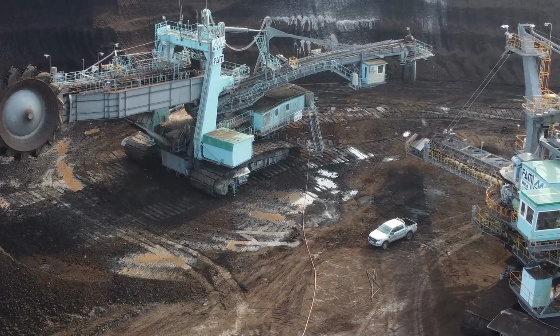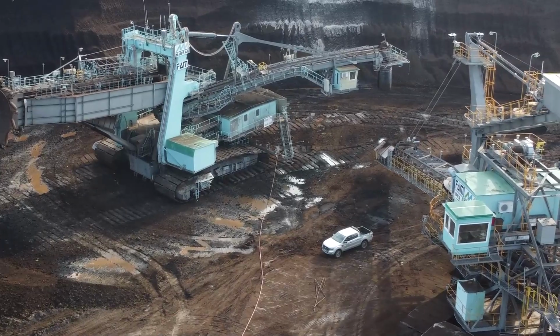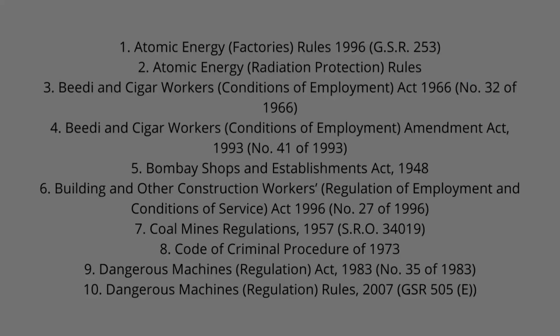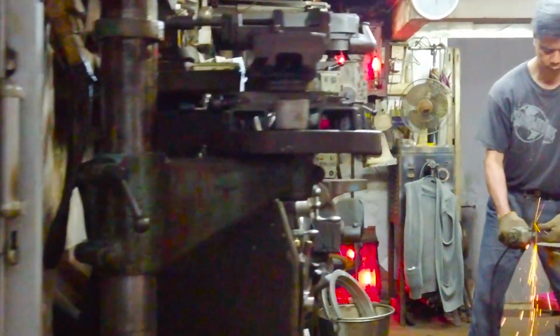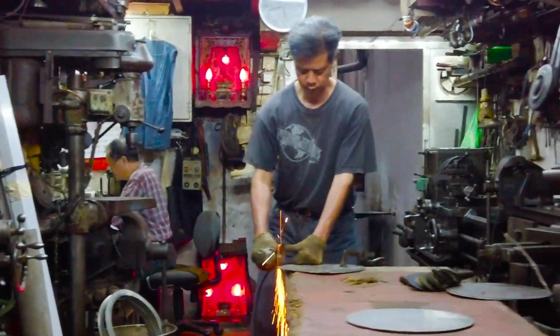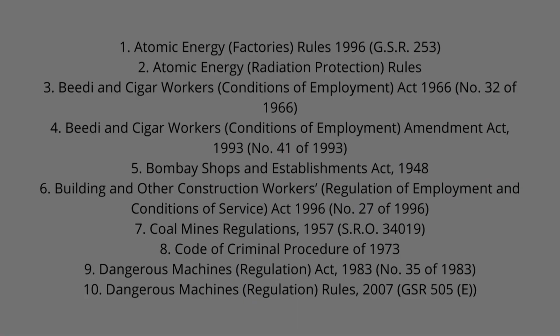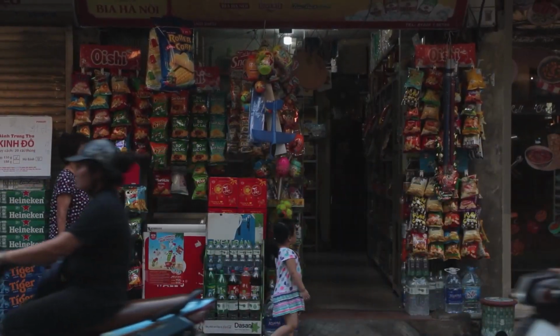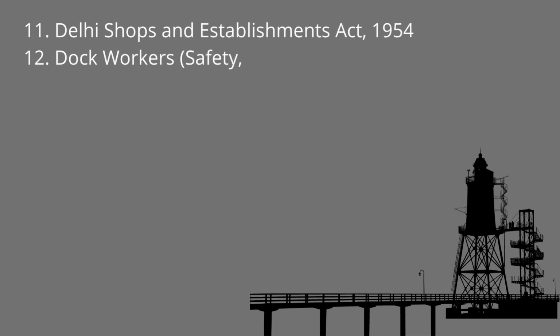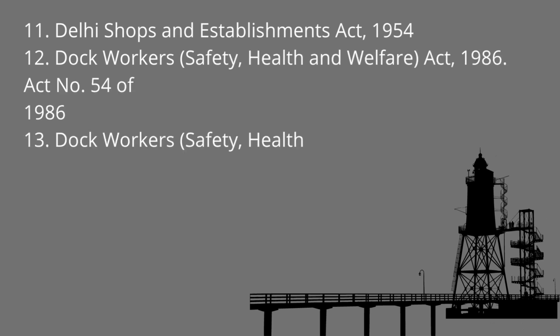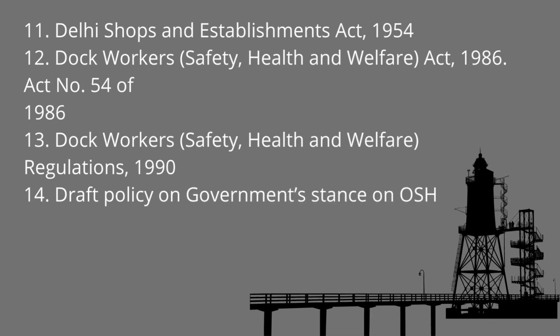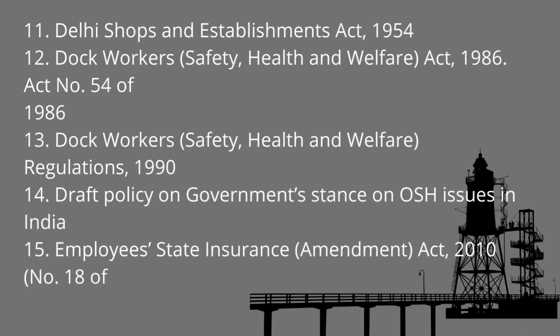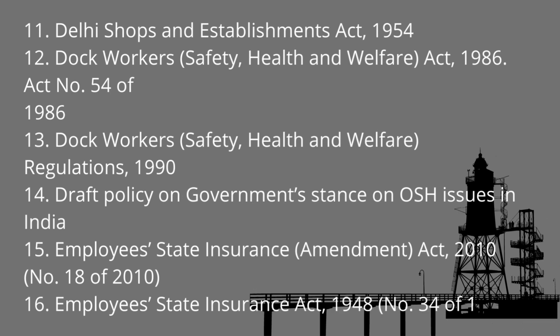Then coal mines. Coal mines regulation, we all know, is a hazardous occupation. Then Code of Criminal Procedure of 1973. Then sometimes the industrial workers are dealing with dangerous machines. So there are acts related to dangerous machines, that is the Dangerous Machines Regulation Act 1983 and the rules in 2007. Even the shops and establishments are covered under occupational hazards, and Delhi Shops and Establishment Act 1954. For dock workers, we have Safety, Health and Welfare Act 1986 and regulations in 1990. Then there is a draft policy of the government on OSH issues in our country.